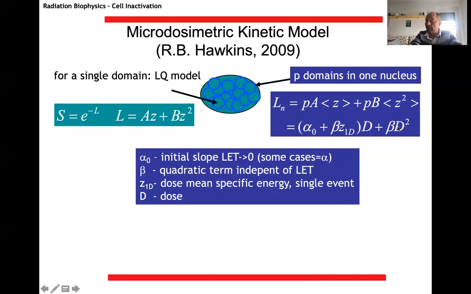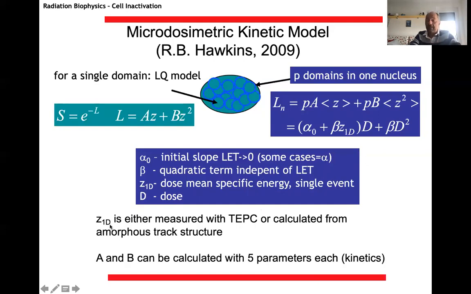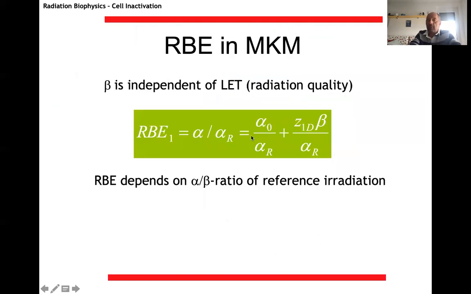So you see it's a linear quadratic, but here in alpha 0 and Z1D, you will have the LET dependence. Z1D can be measured by TEPC or calculated also from the amorphous structure. And A and B, these parameters have to be calculated with some parameters. So the RBE, with beta independent of LET, will have this form.